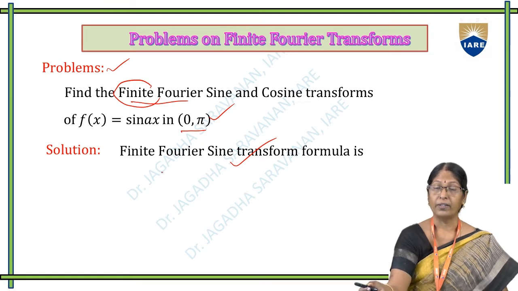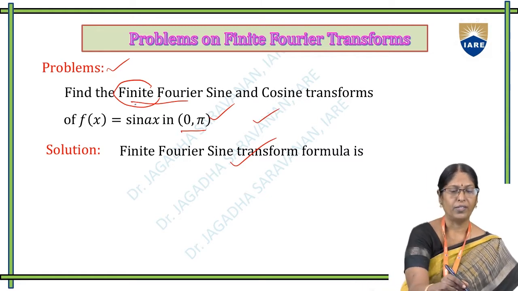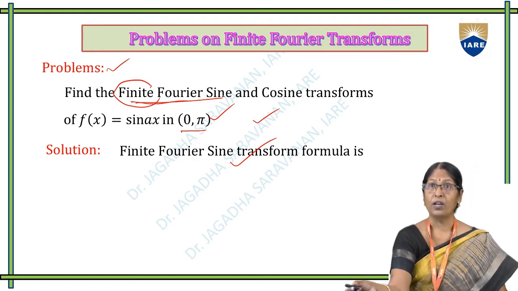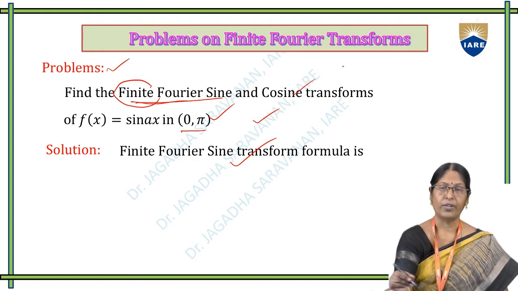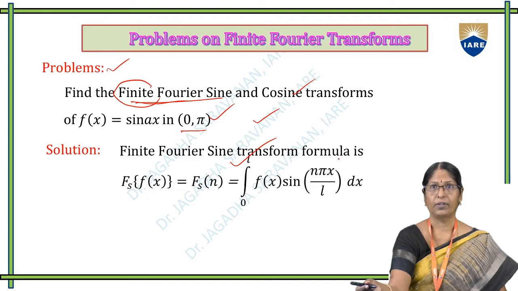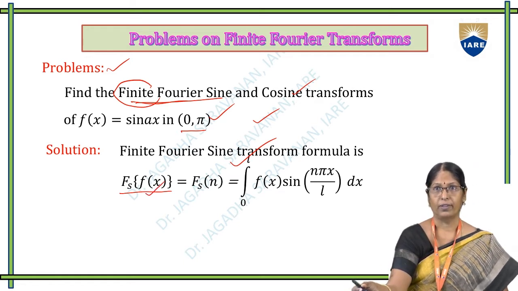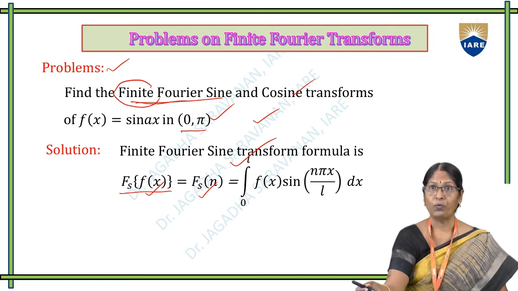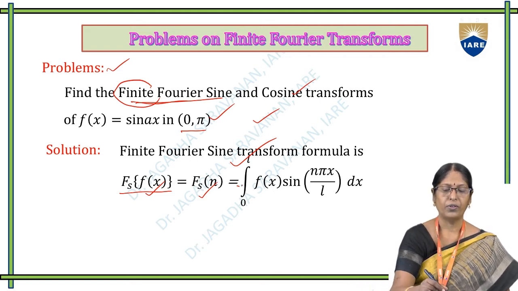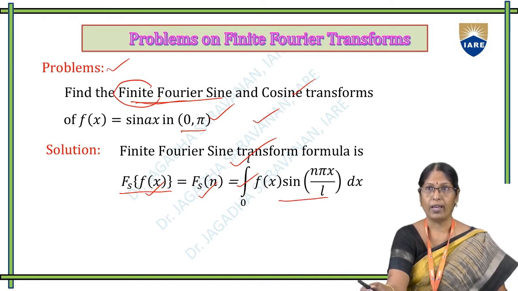So the finite Fourier sine transform formula is, this question contains two parts. The first one is finite Fourier sine. The second part is finite Fourier cosine. First, we will do the first part. So the Fourier sine transform of the function f of x, in other way, Fs of n, which is equal to integral 0 to L f of x sine of n pi x by L dx.